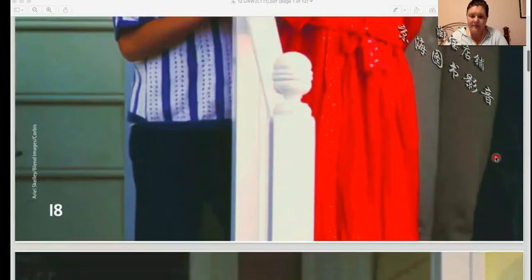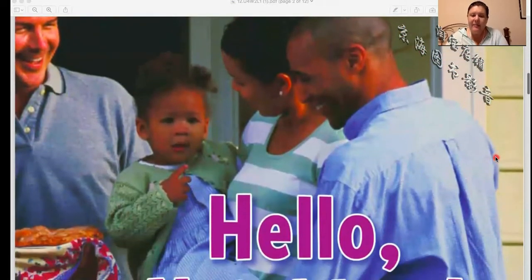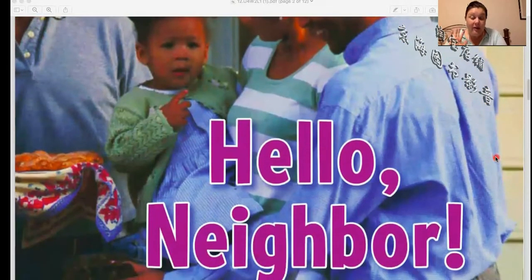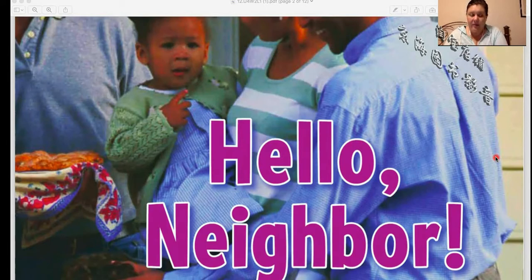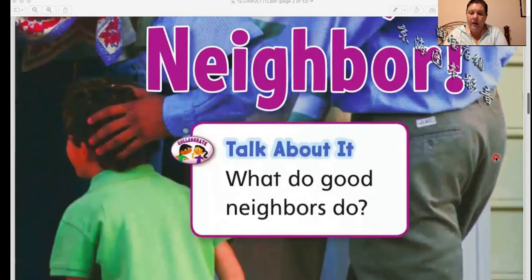Okay, all right, so what do we say when we meet our neighbor? We say, hello, neighbor. Okay, so hello, neighbor. All right, so we want to be friendly to our neighbor because they are in our community. So remember, our community, that's a word we learned last time about people, the place where we live and work and play is our community, okay? All right, sweet. So let's keep going.